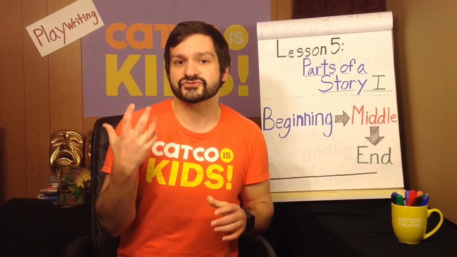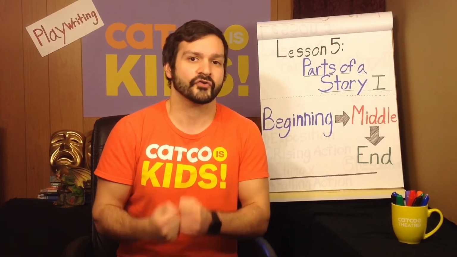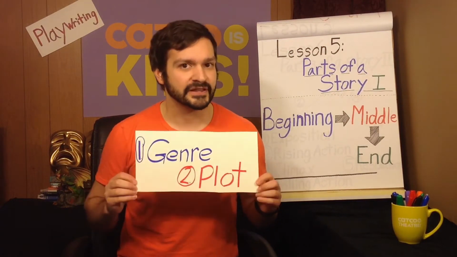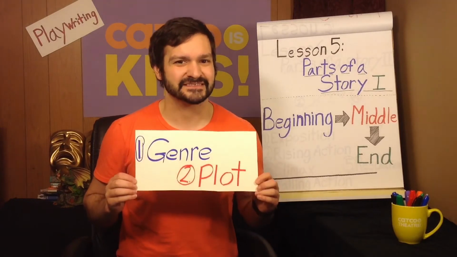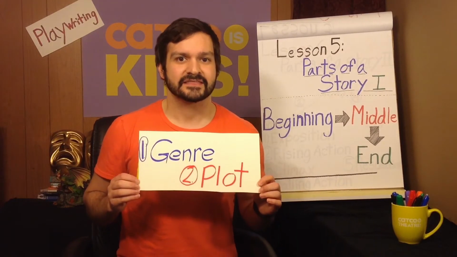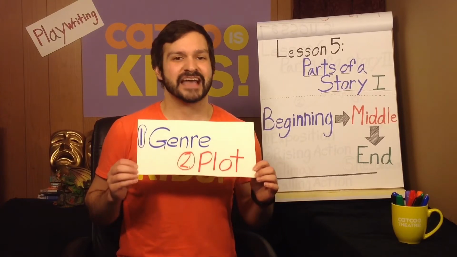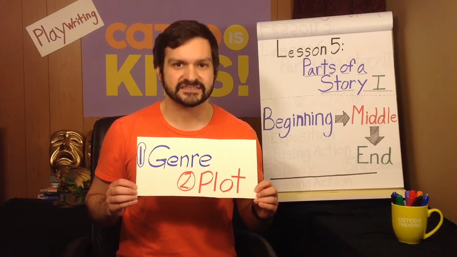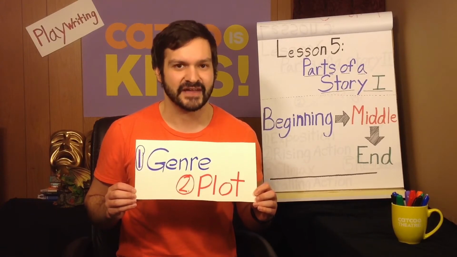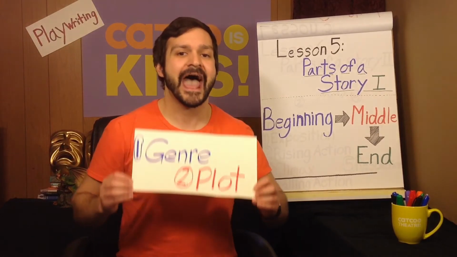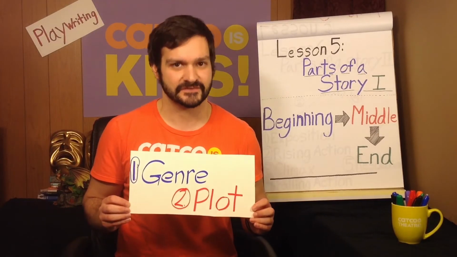So, apart from genre, I wanted to make sure that we also talked about plot. When we use the word plot, we are talking about what happens in a story from the beginning all the way to the end. This is usually thought of as a sequence of events. How one event leads to the next event, which leads to the next event, and so on and so forth. So plot is what happens in a story from start to finish.